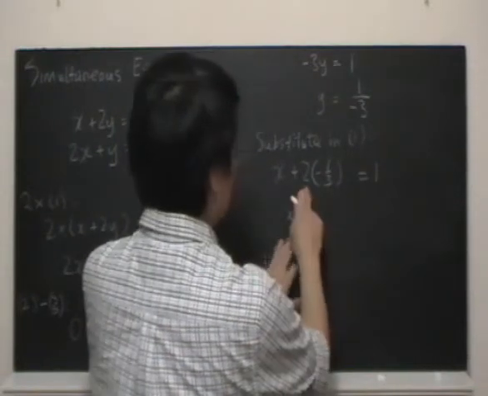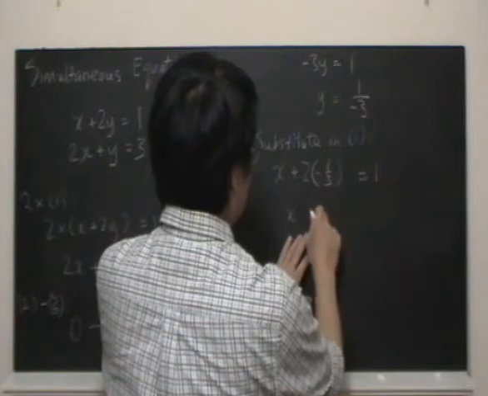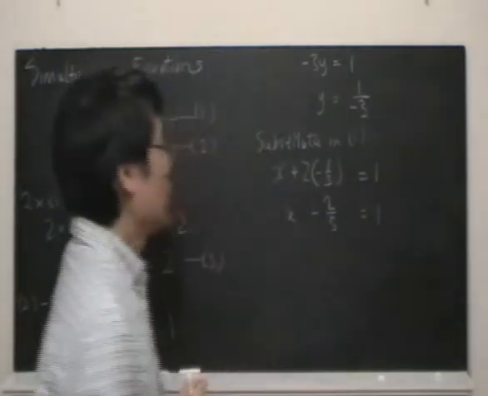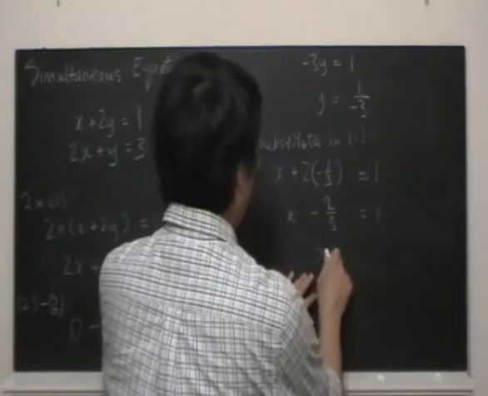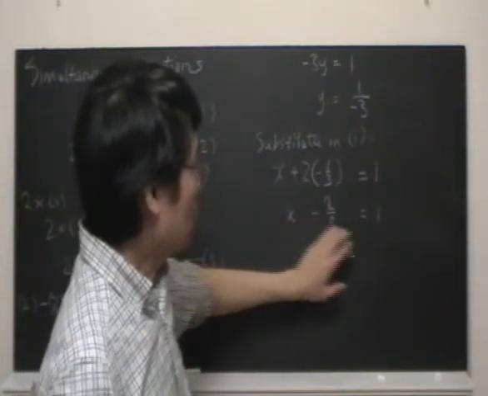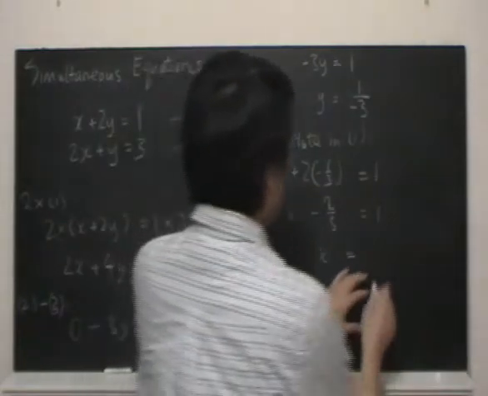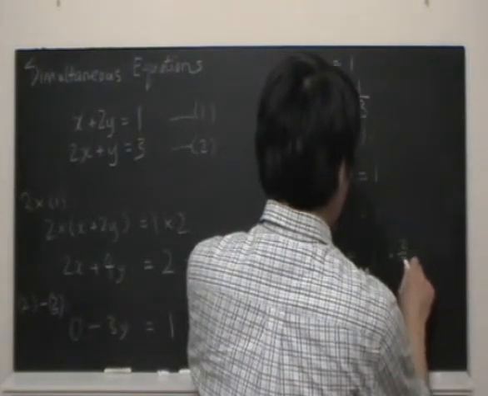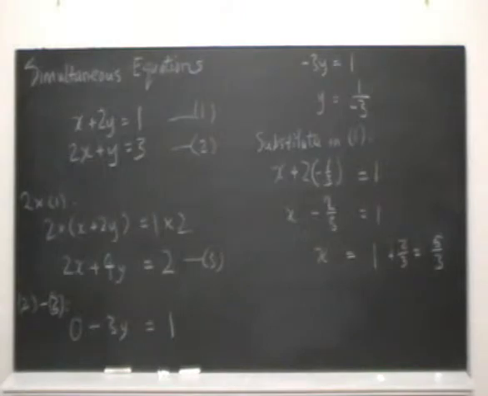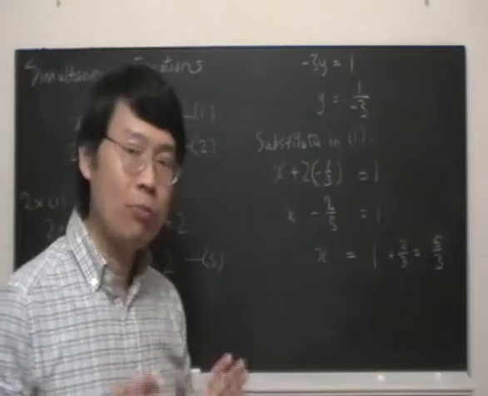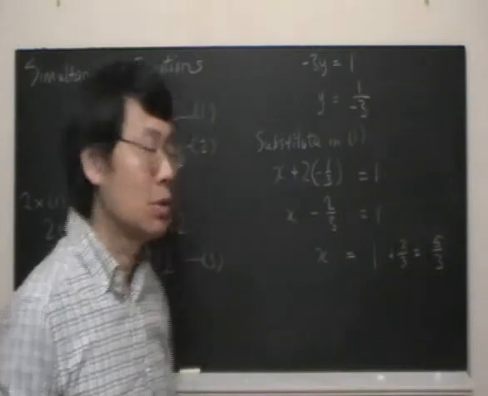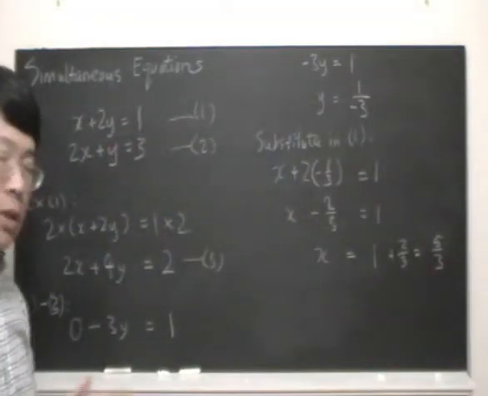Let me simplify that. 2 times minus 1/3 is minus 2/3. Okay, so x will be, to get rid of the minus 2/3, I add 2/3 to both sides of the equation. So x is 1 plus 2/3, which is equal to 5/3. So now we have two answers. We have both answers. y is minus 1/3 and x is 5/3.